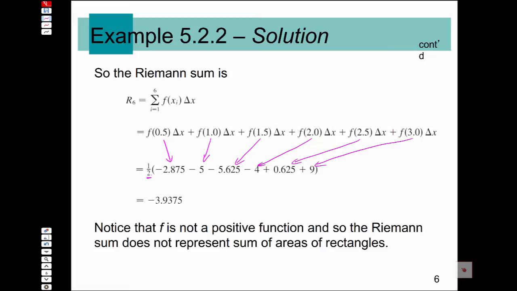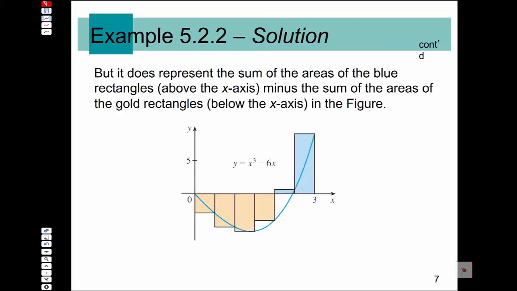The other thing to note is that because this function is sometimes positive and sometimes negative, the Riemann sum doesn't represent the sum of the areas of the rectangles. But it does represent the sum of the areas of the blue rectangles in this figure, so those above the x-axis, minus the sum of the area of the gold rectangles, in other words, those below the x-axis.